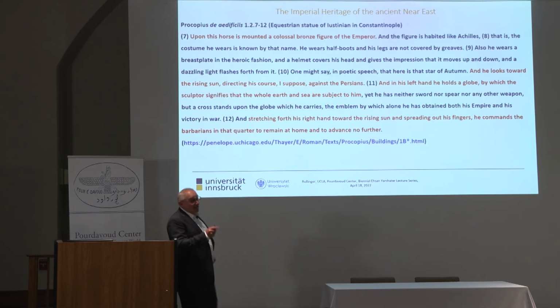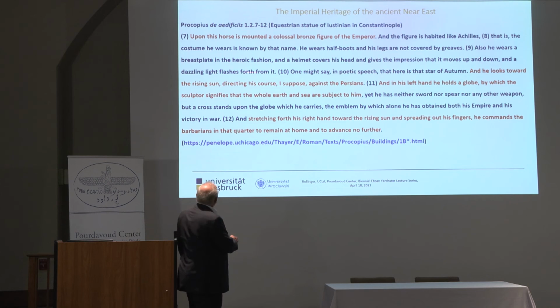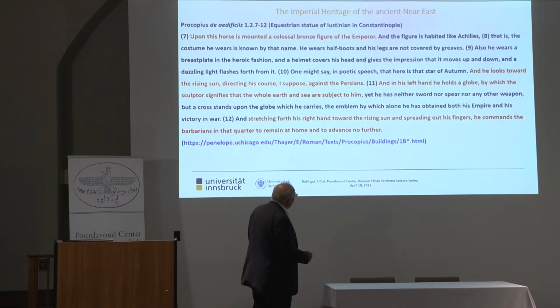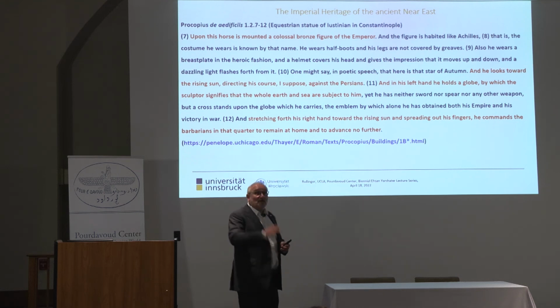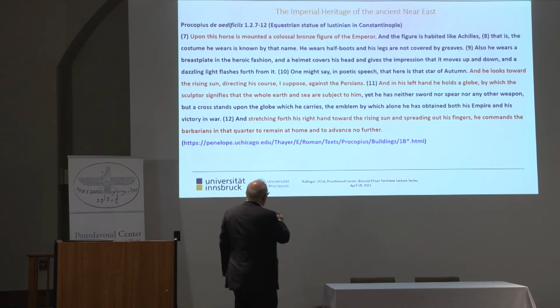And the very last passage I'm going to show you is another one of the 6th century, a part of one of the famous works of Procopius, De Aedificiis, where he tells us that Emperor Justinian was erecting an equestrian statue of his in the center of Constantinople, and he describes the statue in detail. Upon this horse is mounted a colossal bronze figure of the emperor, and he looks toward the rising sun, so he looks towards the east, towards the Parthians, towards the Sasanians, and towards India. He looks towards the rising sun, directing his course, I suppose, against the Persians.